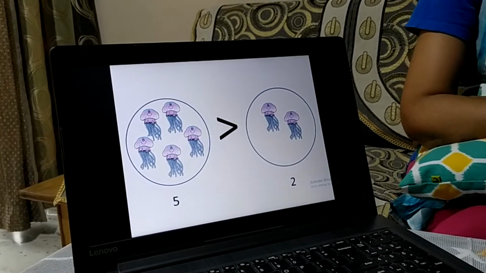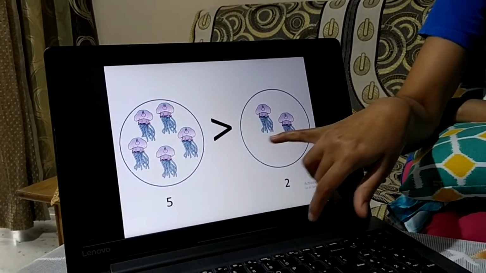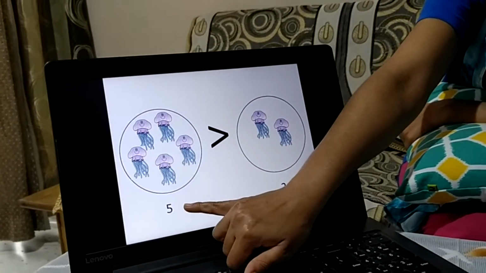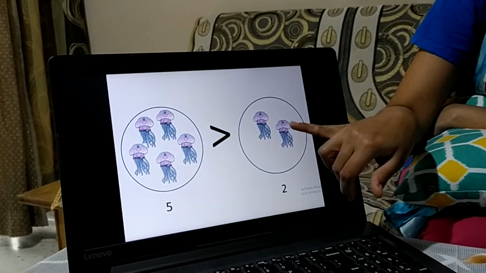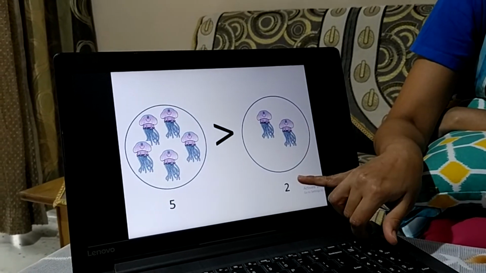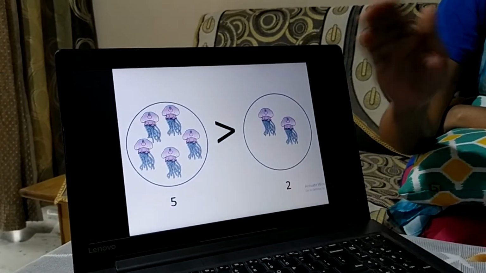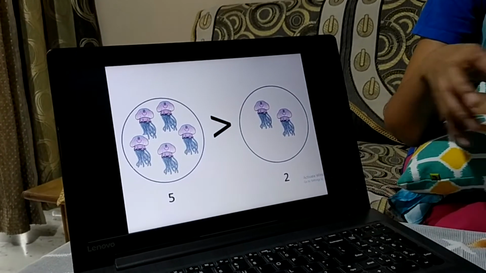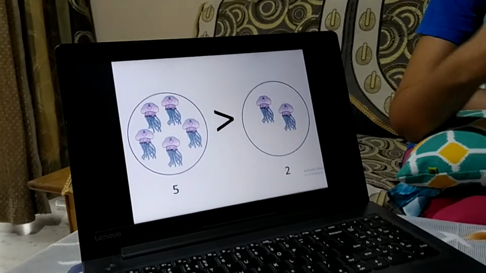Now here we have 2 groups. In this group we have 1, 2, 3, 4, 5 jellyfish, and in this group we have 1 and 2 jellyfish. Okay, now we are doing it in a different way. We are writing the numbers here. Till then we are doing it in a more and less way.